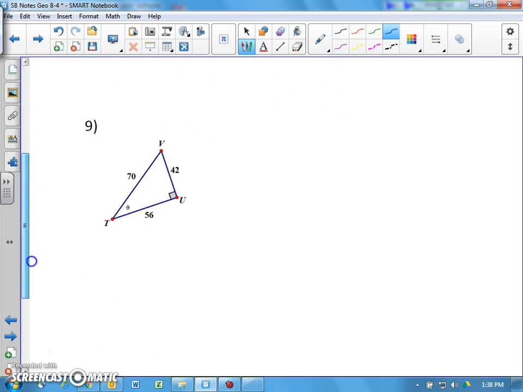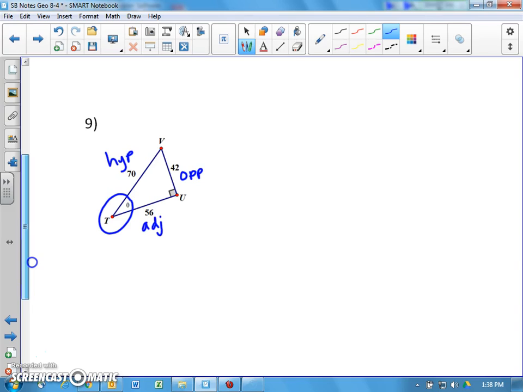Okay, hopefully we got that one right. Now let's go look at number 9. This one's a little bit different because although I can identify my angle and I can do my labels, hypotenuse, opposite, adjacent, they've given me values for all 3 sides.